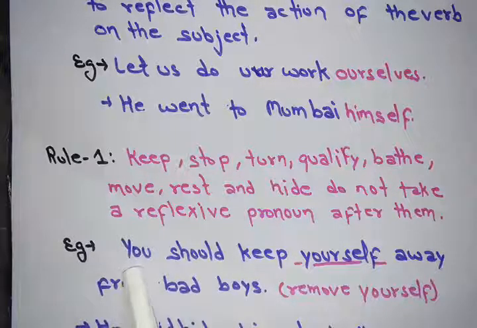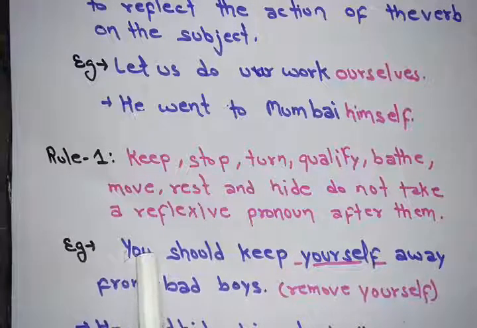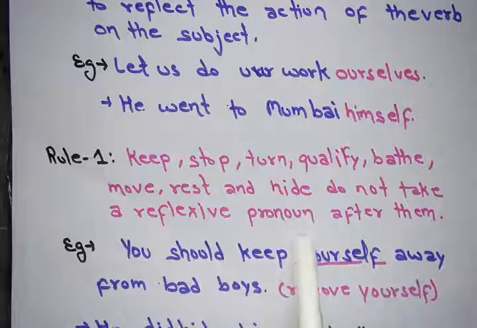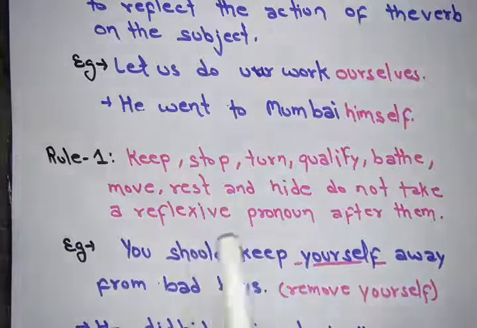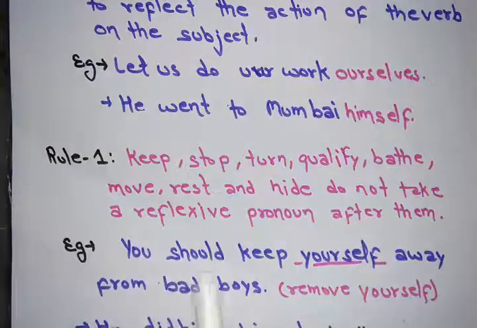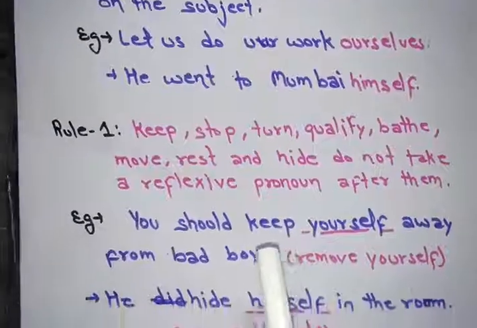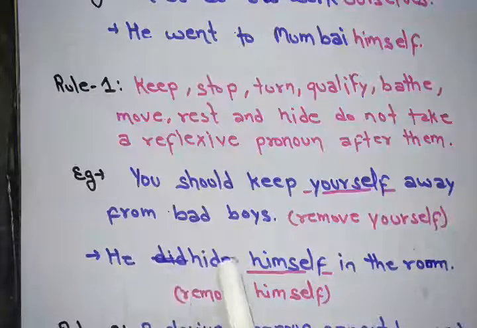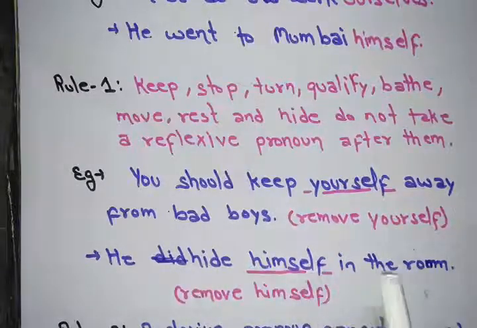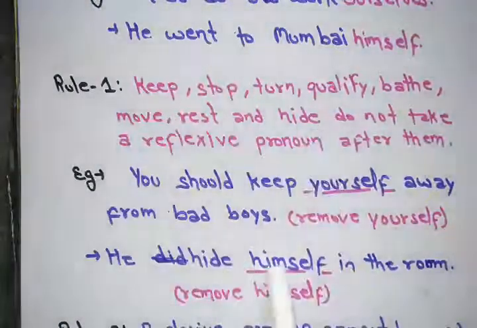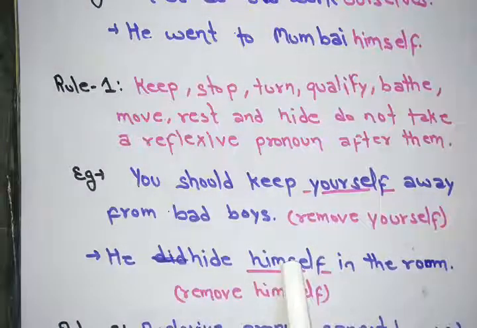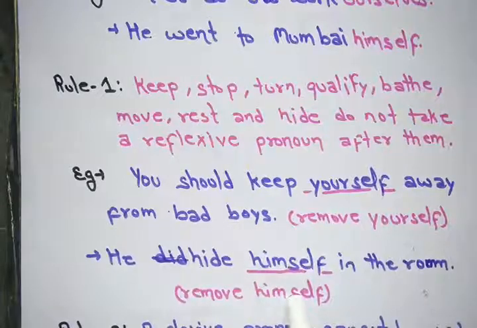So in this example, we can't use yourself here. Its right format is: you should keep away from bad boys. We can't use yourself here, so remove yourself. Second example, he hide himself in the room. After hide, we can't use himself here, so remove himself from here.